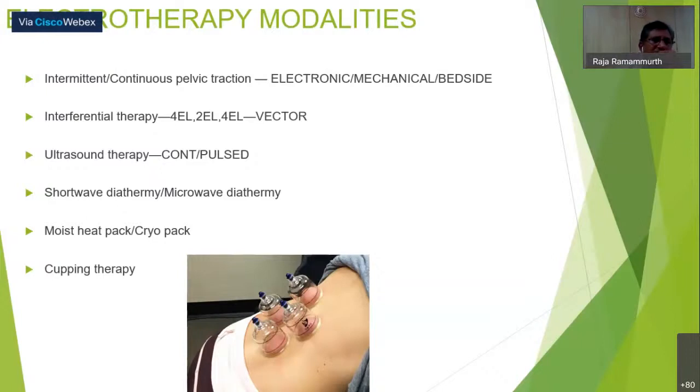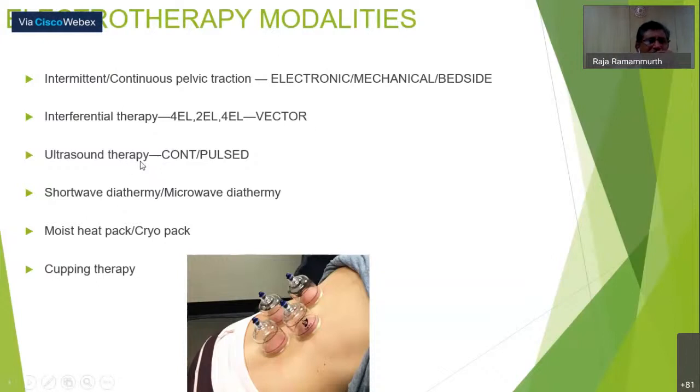And lastly, the 4-electrode vector. What is the meaning of this? With the 4-electrode vector, the physiotherapist gives the responsibility to the machine to take care of the patient, where the physiotherapist could not find or locate the pain. In that case, the machine will locate the pain and it will treat the patient's problem.